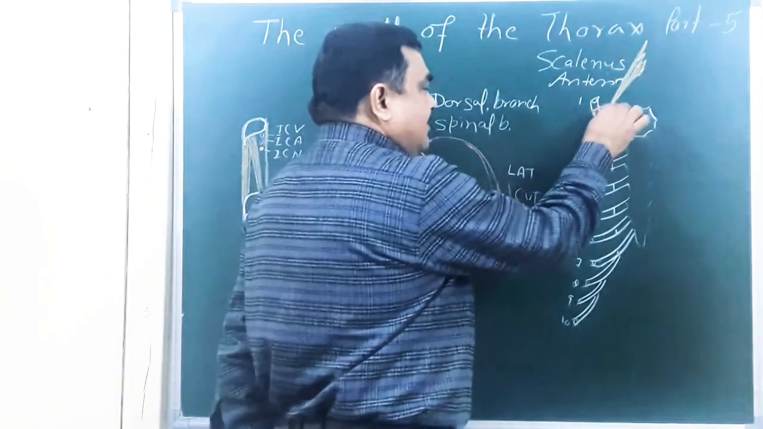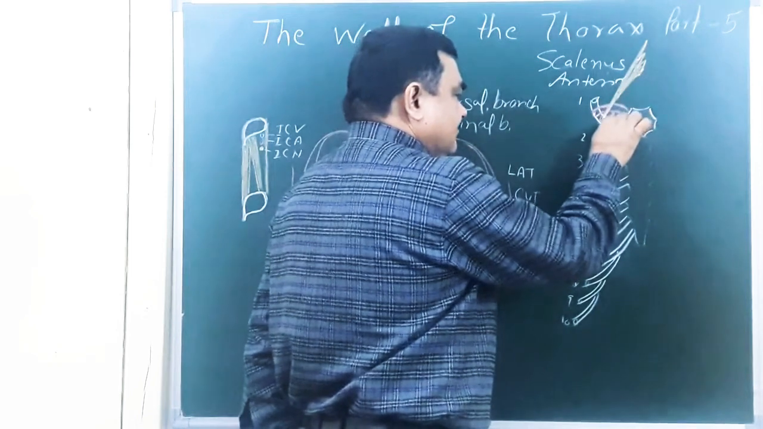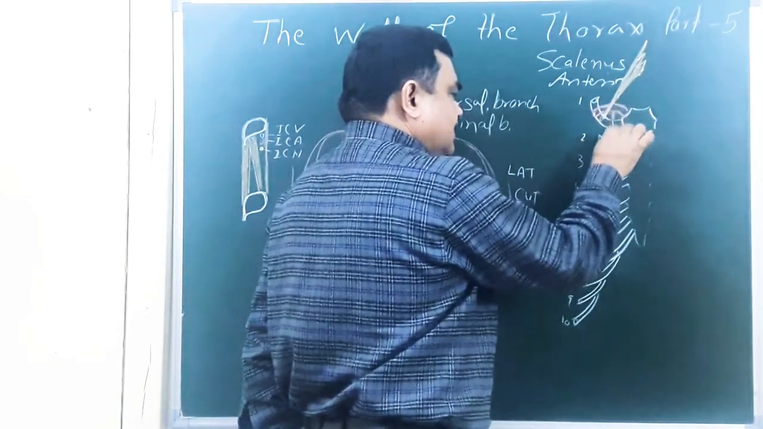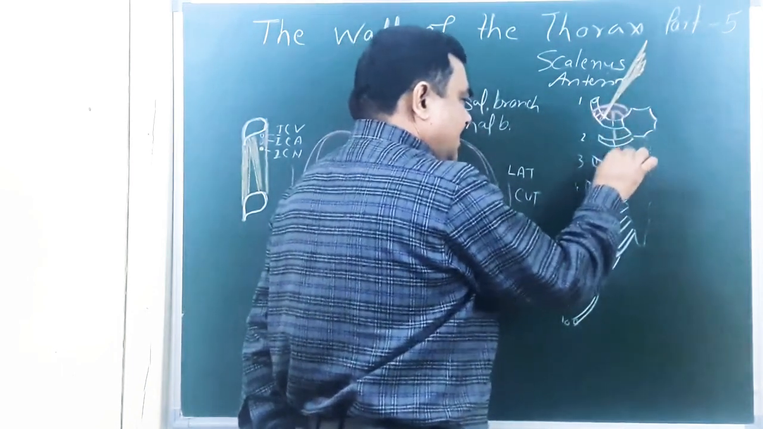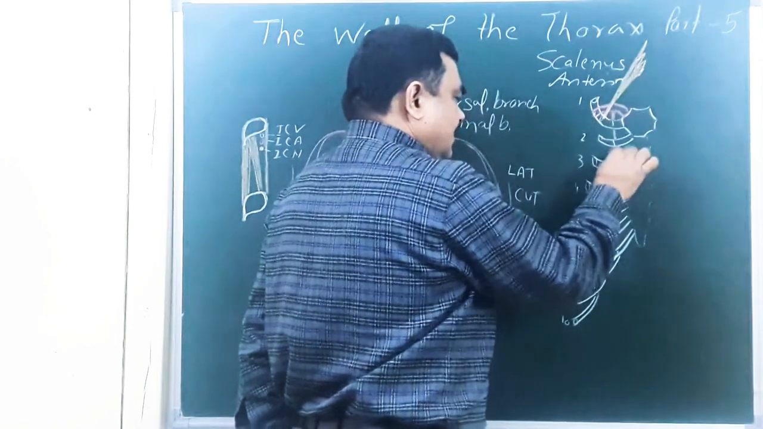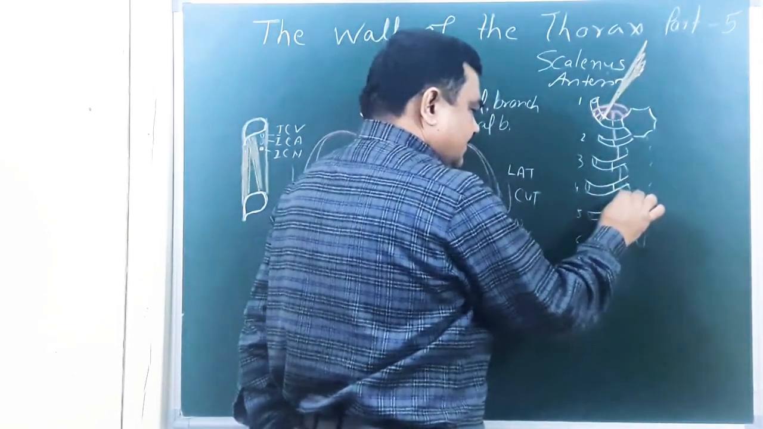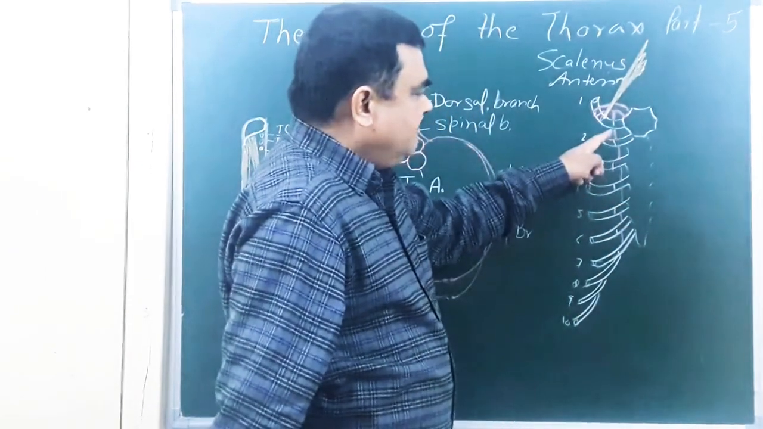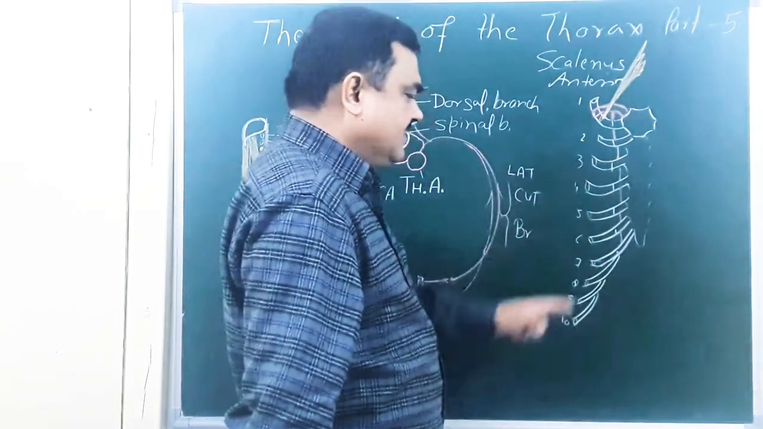The first part gives a branch, the internal thoracic artery. It descends downward, deep to the first costal cartilage, then second, deep to third. Here you can see this is the first intercostal space, second, third, fourth, fifth, sixth intercostal space.